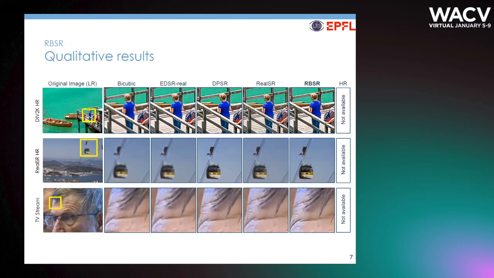Here we're comparing bicubic upsampling, an EDSR network which is trained end-to-end from real low-resolution images to the high-resolution images, DPSR, the real SR method proposed in ICCV 2019, and then our approach. As we can see from these qualitative images, our approach produces sharper and more realistic textures.